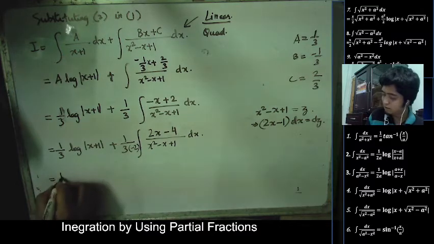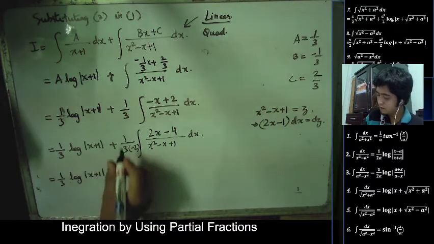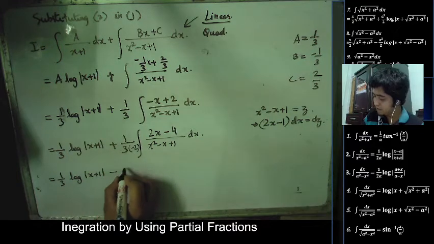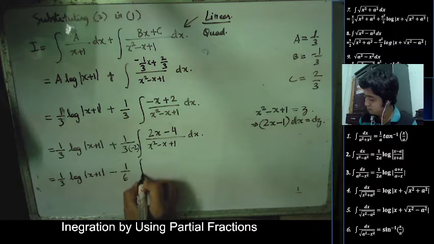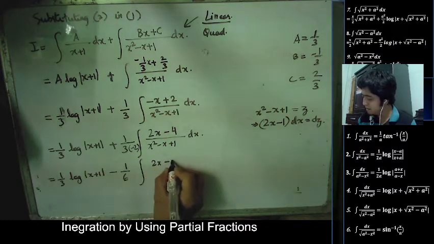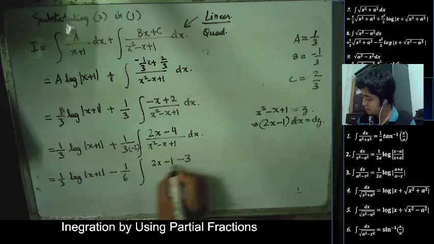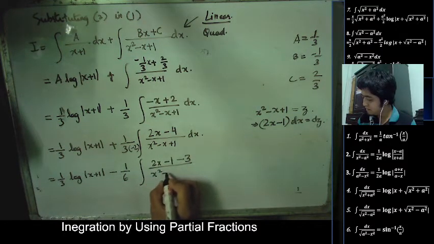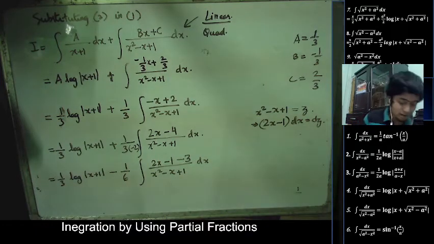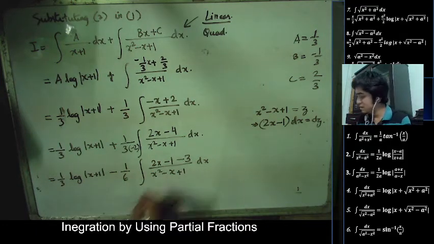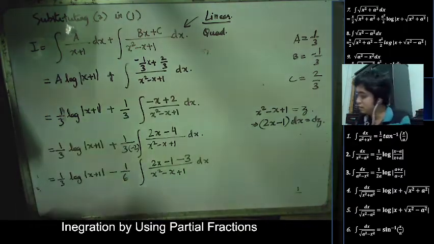Okay, so this is what we are having. Now this one will become minus 1 by 6. And notice that we need 2x minus 1, but over here I can simply write it down: minus 4 minus 3, 2x squared minus x plus 1 dx. So I will keep it as this. I am doing all this so that I am getting 2x minus 1 in the numerator.